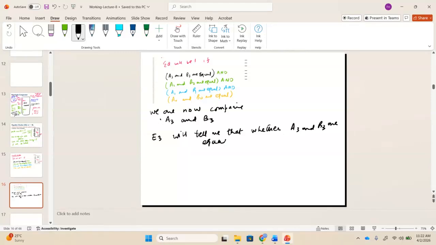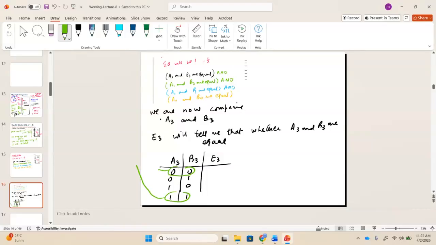Any question? Now let's assume we draw the truth table for this. We have A3 and B3 and then E3. How many possible combinations for A3 and B3 are there? 0 0, 0 1, 1 0, and 1 1. Now look at the green color. In the green color, are A3 and B3 equal or not equal? They are equal.